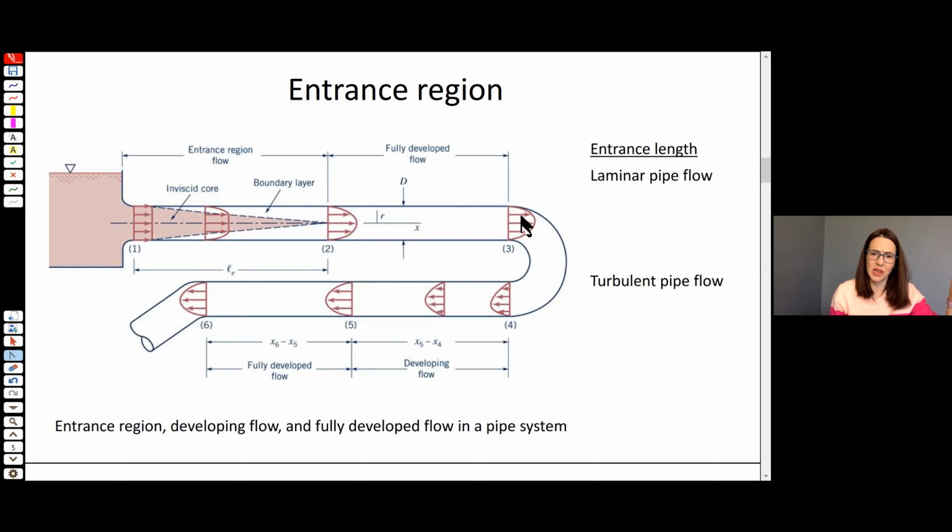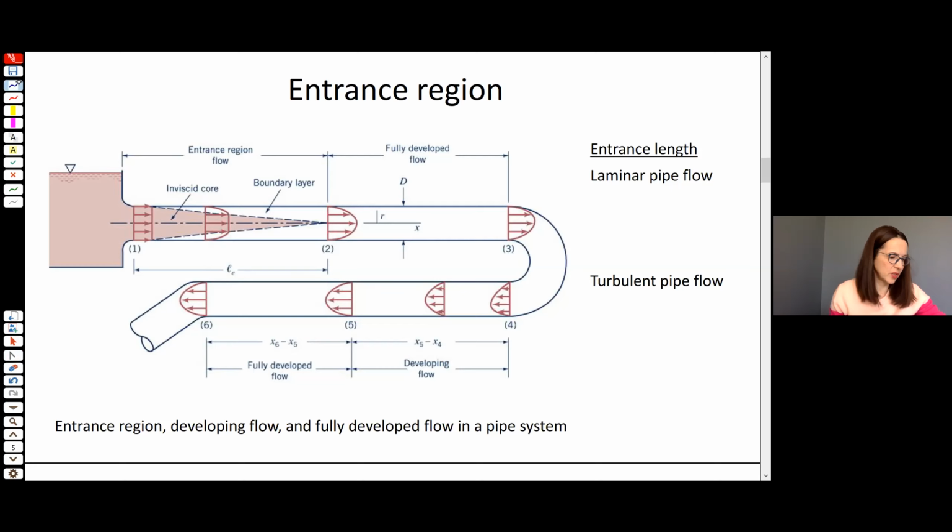Then at section 3, we kind of mess things up again by taking this 180-degree turn, and that applies an acceleration to the fluid, right? So then it takes some time to recover again from sections 4 to 5 and become fully developed again, right? It's fully developed, steady flow. From 5 to 6, it's fully developed, and then you can see at 6, it takes another turn, right?